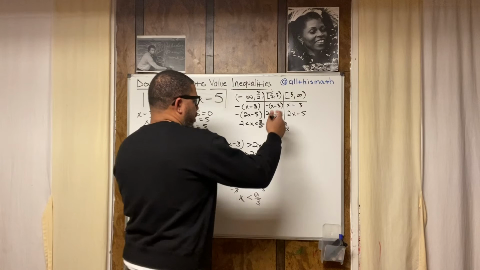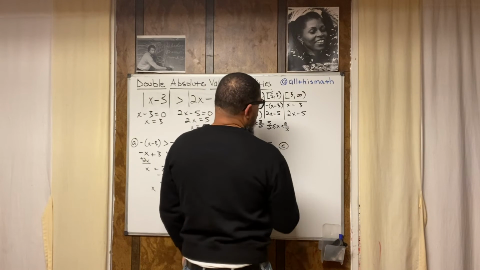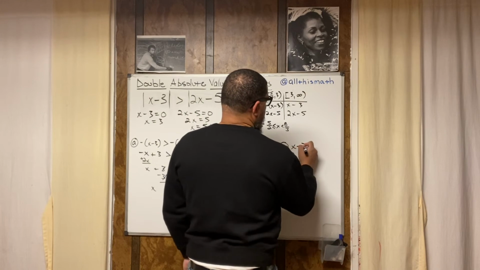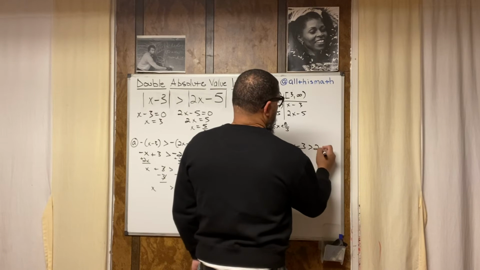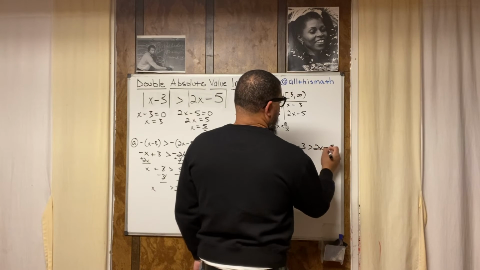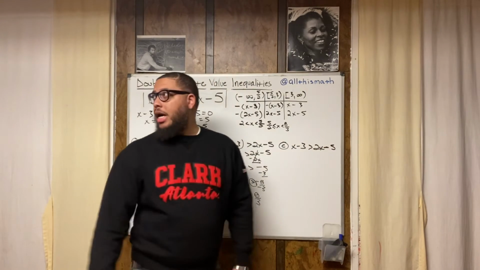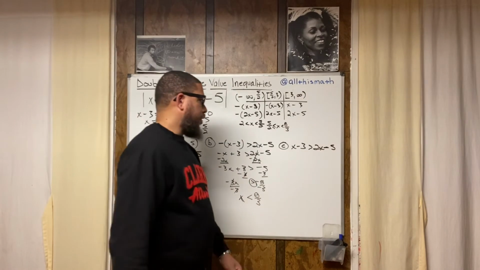All right, let's do our third inequality. Third inequality, we got x minus 3 is greater than 2x minus 5. I gotta hurry up because I gotta take a cider to get our hair done. Let me hurry up with this one.